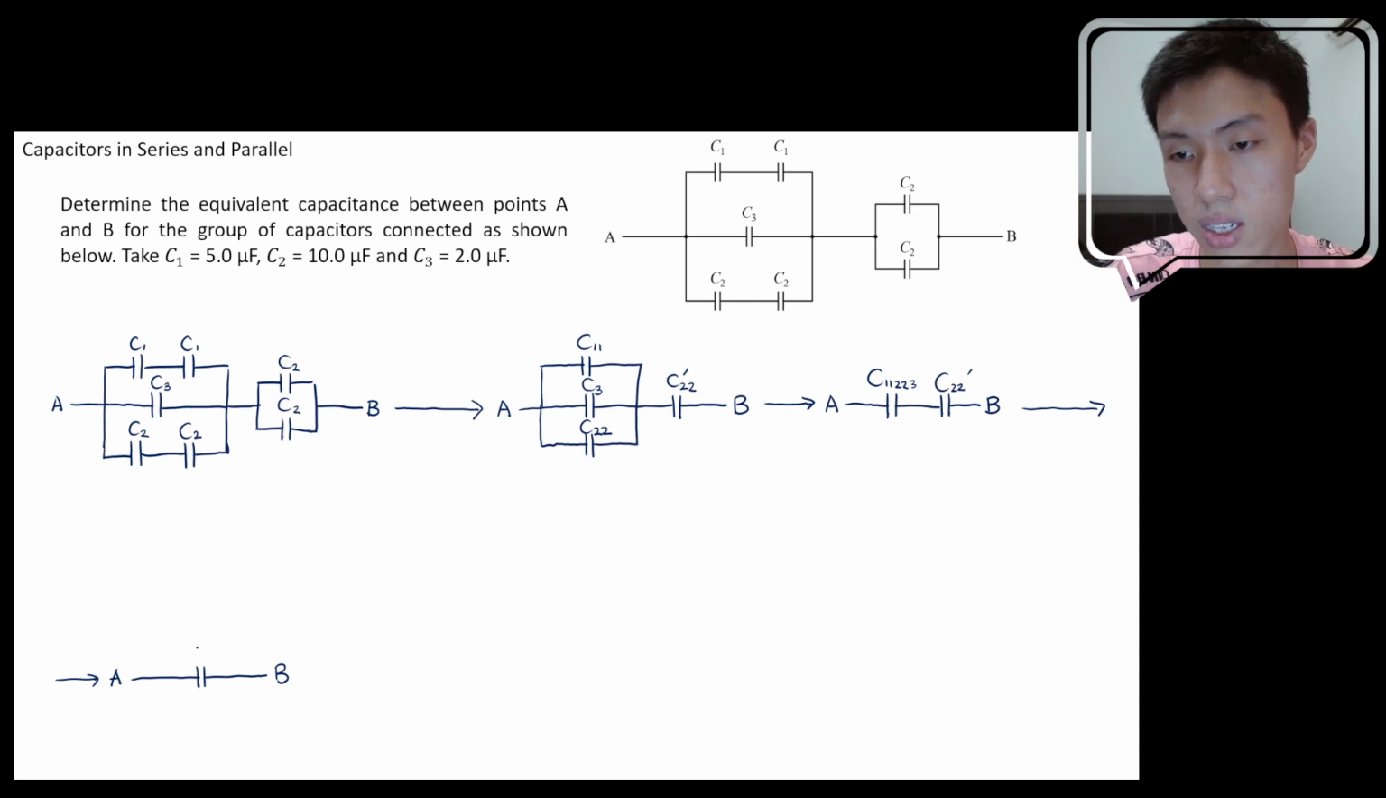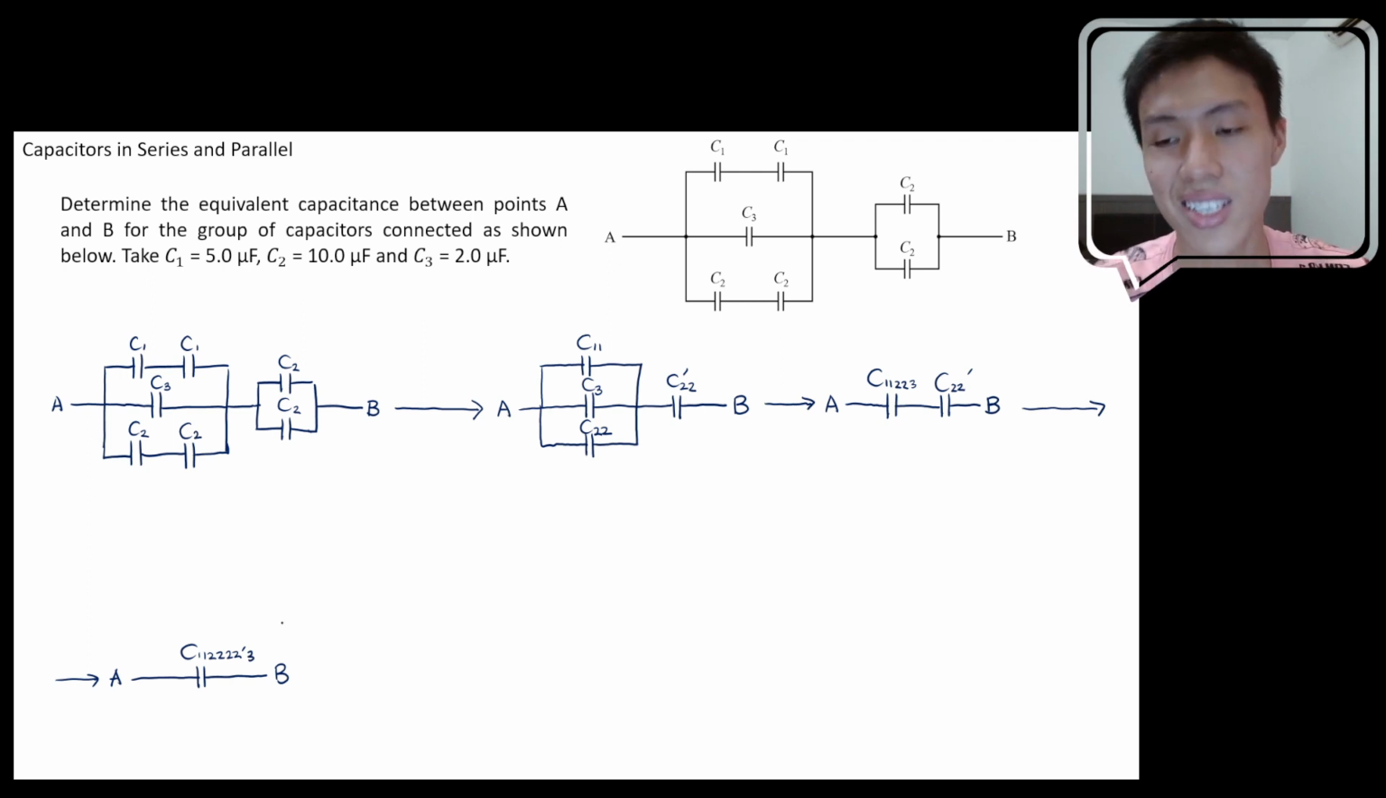So we can call it C112222 prime 3. Okay, essentially it's just C_AB. That's what we get at the end. Once we have a very clear picture of how we are going to merge things together along the way until you reach one capacitor, then you proceed to do your merging right now.